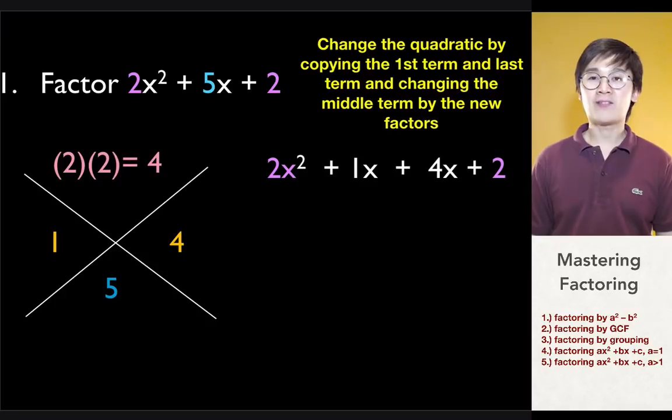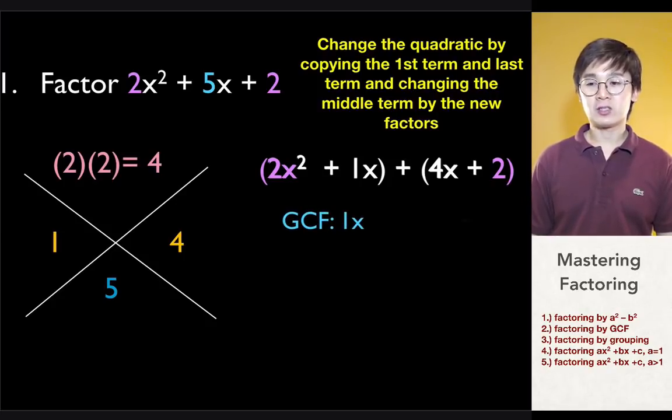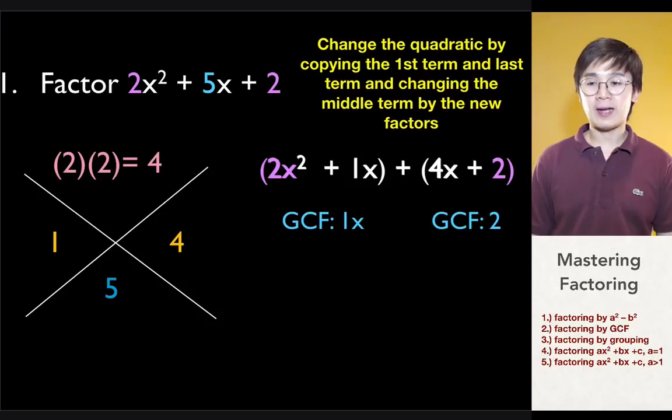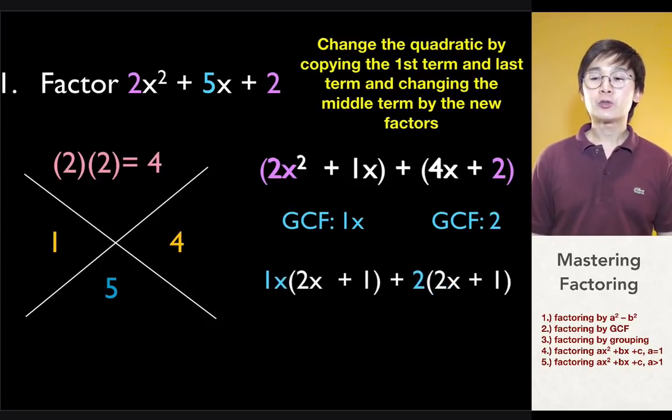So notice that now we have a 4-term polynomial, and when this happens, we can use factoring by grouping to be able to further factor this out. So now we have two groups that we can factor using GCF. So the greatest common factor of the first set is 1x, and the greatest common factor of the second set is 2. So when we factor out 2x squared plus 1x, we'll have 2x plus 1 inside our first group, and 1x will be outside our first group. And for the second group, if we take out 2 from 4x plus 2, it will give us 2x plus 1 as a result.